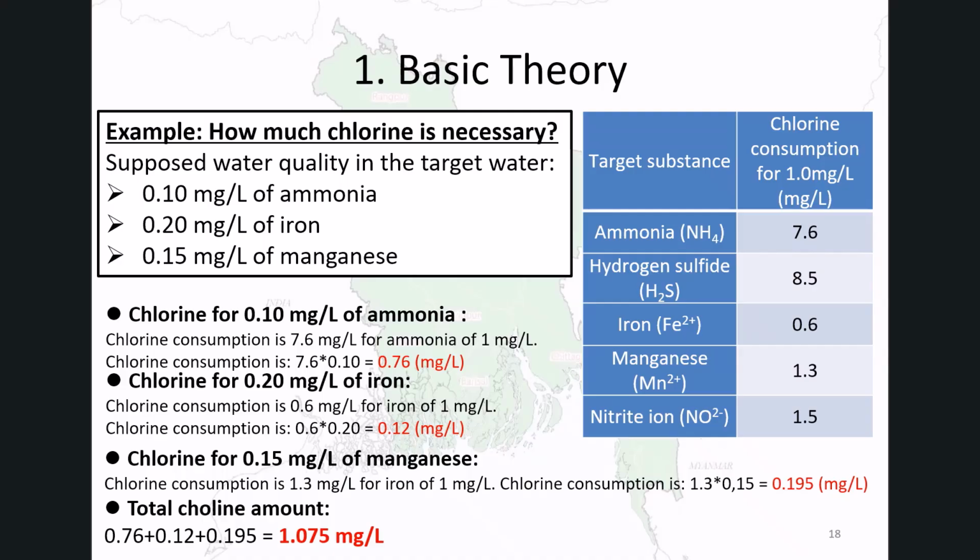Adding these together, the total chlorine required just to satisfy these reactions is about 1.075 mg per liter. Only after this demand is satisfied will free residual chlorine begin to appear for effective disinfection. This calculation demonstrates why understanding raw water quality is essential for proper chlorine dosing.